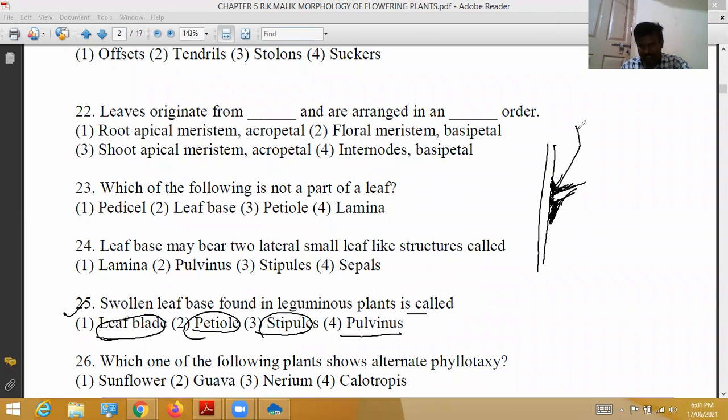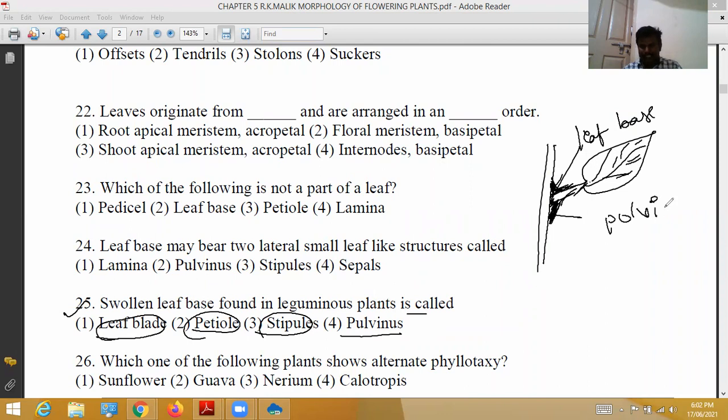This is called leaf base. This leaf base is found in leguminous plants. In leguminous plants, the small swollen bulged leaf base is found. That is called pulvinus. Swollen leaf base found in leguminous plants is called pulvinus. Okay, that's all.